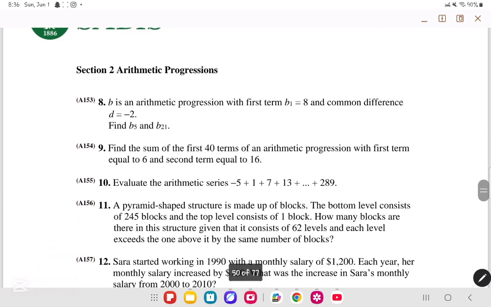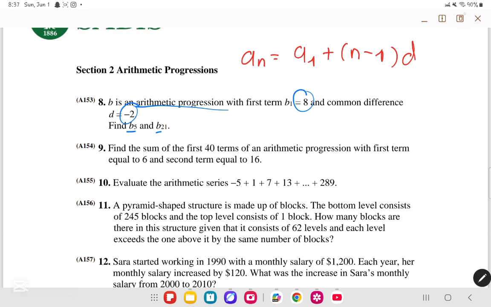Alright, so we start with question number 8. B is an arithmetic progression with first term b1 equal to 8 and common difference d equal to minus 2. Find b5 and b21. So when we're dealing with an arithmetic progression, we should remember the equation that an is equal to a1 plus n minus 1 times d. Okay, so we need to find what? We need to find b5, but in this case, instead of a, they put b. So basically, if you want to change the equation for it to make more sense, it's going to be bn is equal to b1 plus n minus 1 times d.